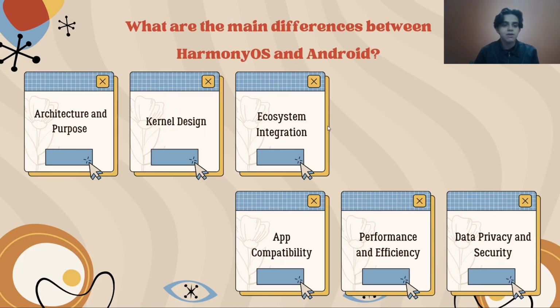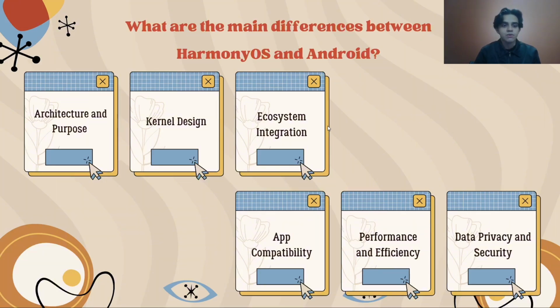Next, let's talk about app compatibility. HarmonyOS features the ARK compiler, which allows it to run Android apps, HarmonyOS native apps, and even HTML5 apps. This flexibility makes it easier for developers to create apps that work across a range of devices, including smartphones, tablets, and IoT devices, without needing extensive changes.